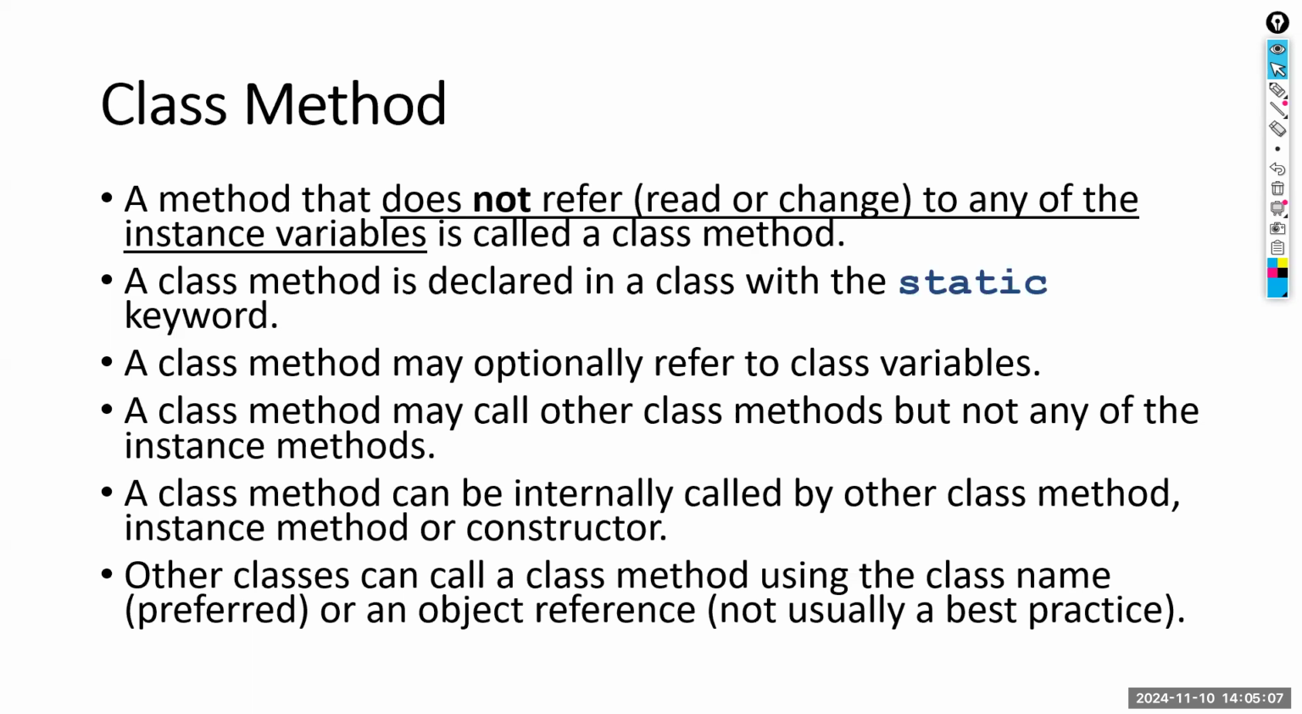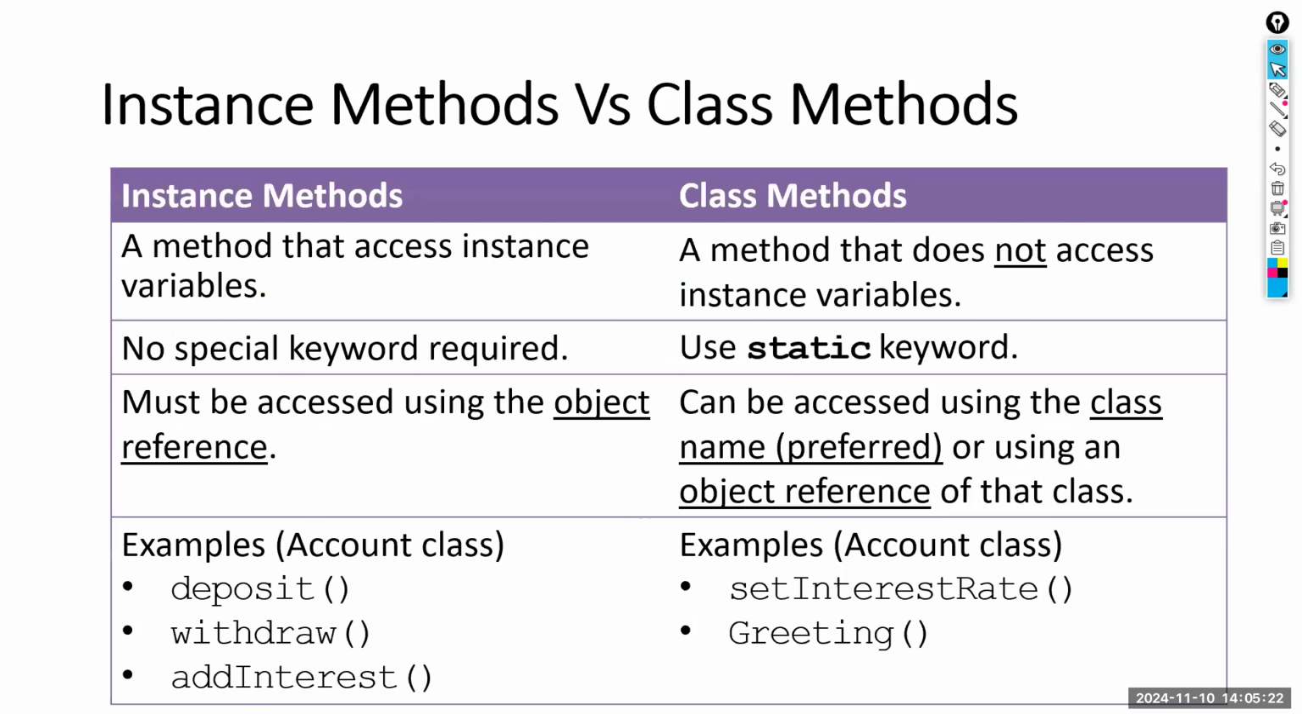A constructor has access to the instance variables and class variables, and it can call instance methods. But no one can call a constructor. It's automatically called at object creation. So that's it.